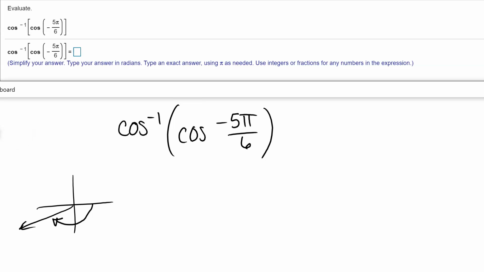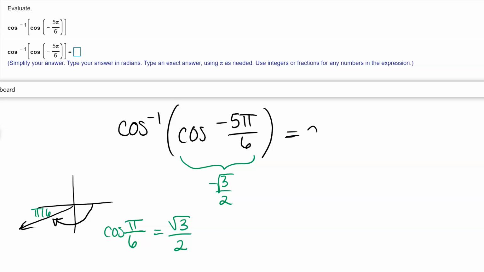So we have to work our way, right? So what is the cosine of negative 5 pi over 6? Well, the reference angle is pi over 6. Cosine of pi over 6, I know. Well, it can't be 1/2 because I just said that cosine of pi over 3 was 1/2. So cosine of pi over 6 must be root 3 over 2. Because we're in quadrant 3, it must be negative. Right? All right, so what do we have? Whoa. I now have the cosine inverse of negative root 3 over 2.